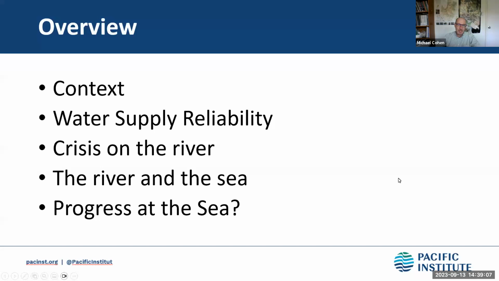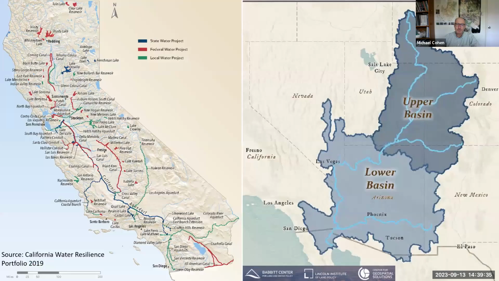So just a quick overview of the talk. I'm going to give a little bit of context, talk about water supply reliability, the crisis on the river that many of you have heard about, linkages between the river and the Salton Sea, and then talk a little bit about progress at the Salton Sea. Time limits me from getting too detailed into any of these topics, so what I think might be more instructive is I just give a very basic overview of a lot of these topics and then leave it open for questions, and then we can see where the audience wants to go with this.